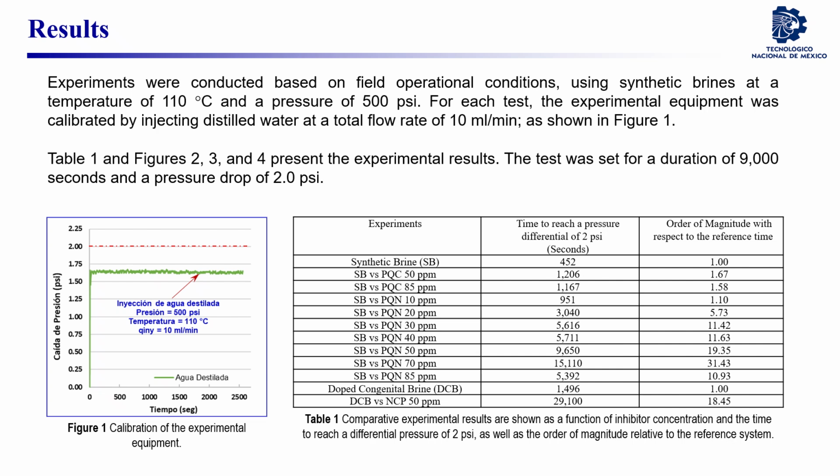Experiments were conducted based on field operational conditions, using synthetic brine at 110 degrees Celsius and 500 psi. For each test, the experimental setup was calibrated by injecting distilled water. Figure 1 shows the equipment calibration. Table 1 and Figures 2, 3, and 4 present the experimental results. For the test, a duration of 9,000 seconds and a pressure drop of 2 psi were established.